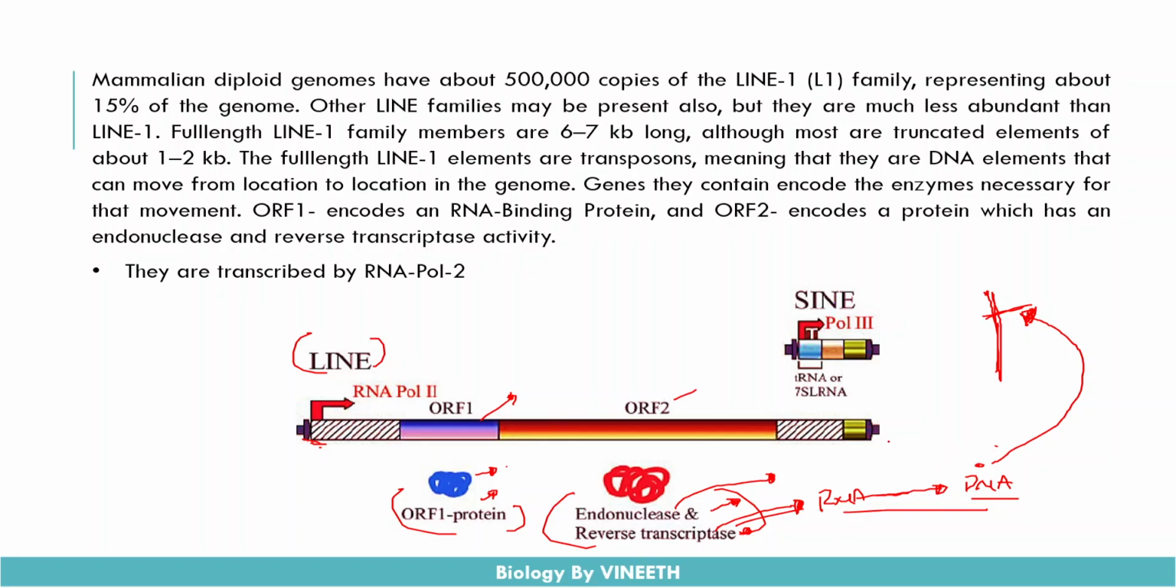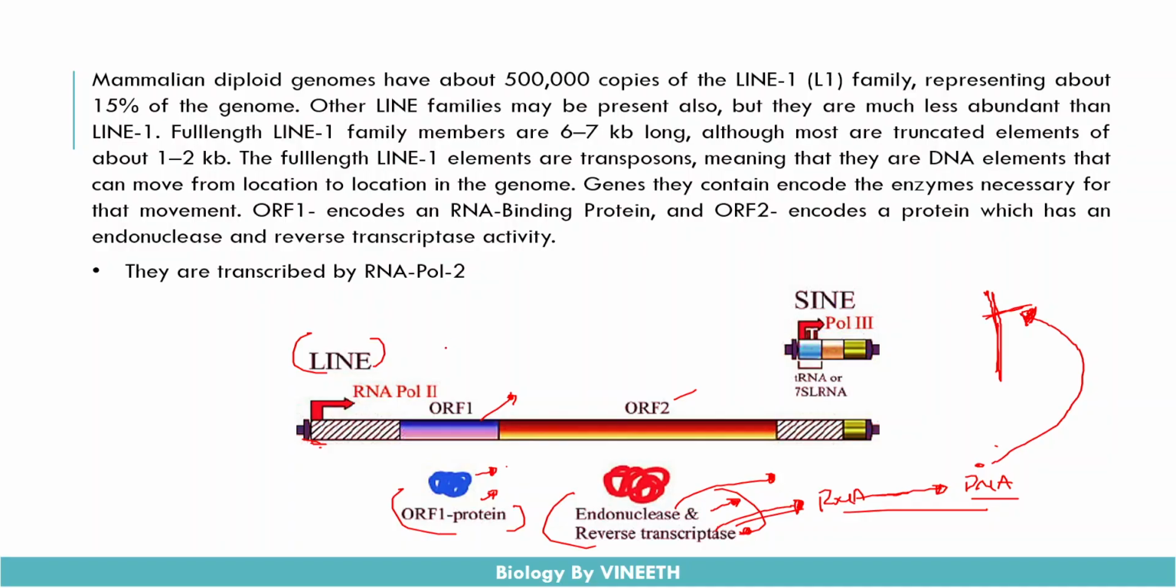So these LINEs, which are retrotransposons, encode for the endonuclease and reverse transcriptase. Endonucleases cut the DNA sequences and make the DNA fit into those cut sites, and reverse transcriptase converts the newly formed RNA into DNA. This is the function of the LINEs. This is how they increase the quantity of DNA in the nuclear genome, and that is how LINEs and SINEs comprise about 34% of the total genome.